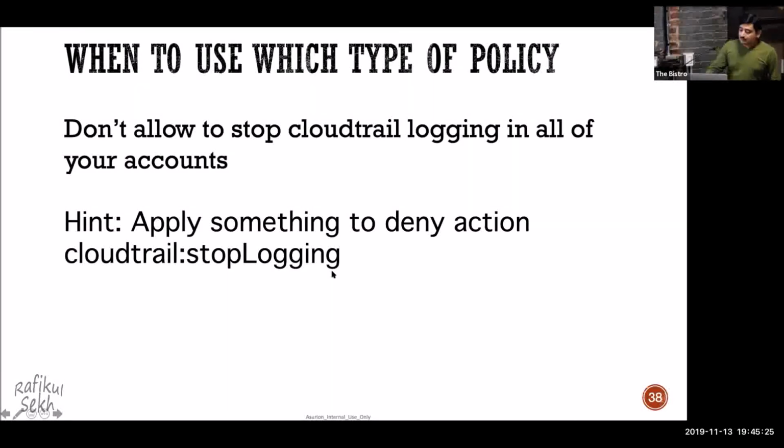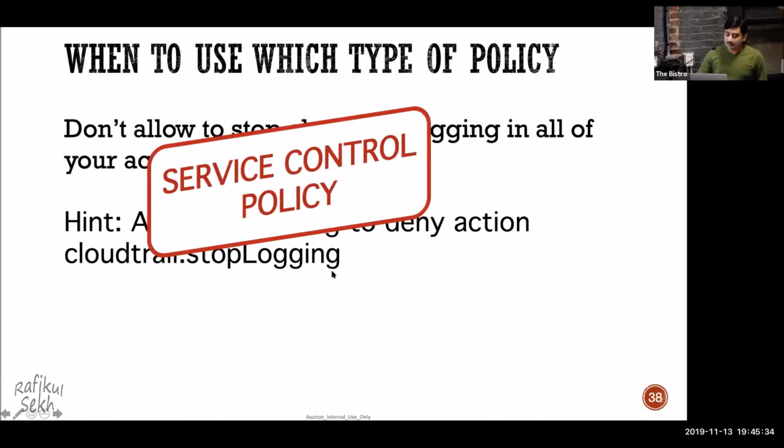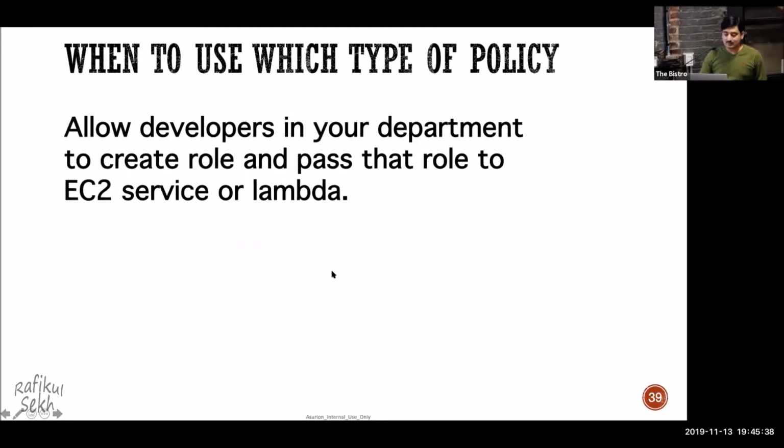Then we already saw this. If we don't want to stop CloudTrail logging, we can just attach a policy at the root level in service control policy. Then it will stop anyone from stopping the CloudTrail or deleting or updating it.